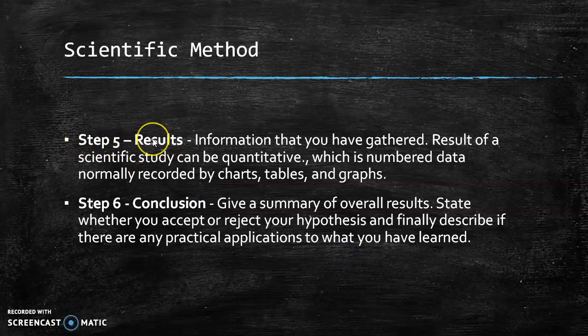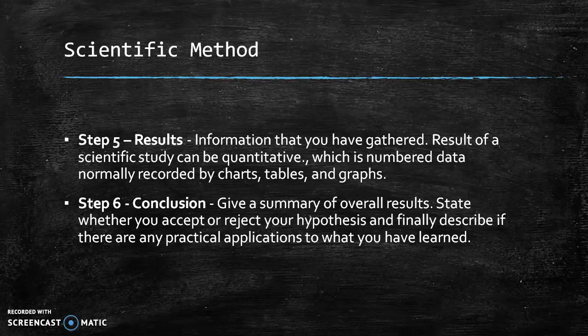And finally, we come to results. Now, results is the information that we have gathered as a result of the experiment, right? And the result of a study can be quantitative. Quantitative basically means numbered data, which is recorded by charts, tables, graphs, etc. And in the hunger experiment, it would be the number of fries, right? How many fries did I eat to make sure the hunger subsided or the pain went away? So that is the numbered data, and that was a quantitative experiment.